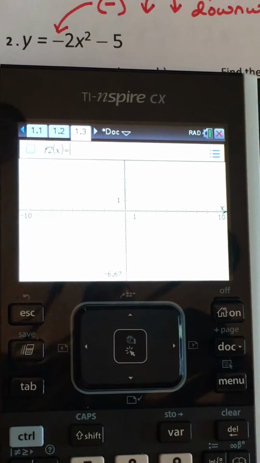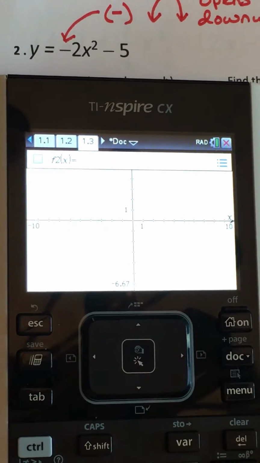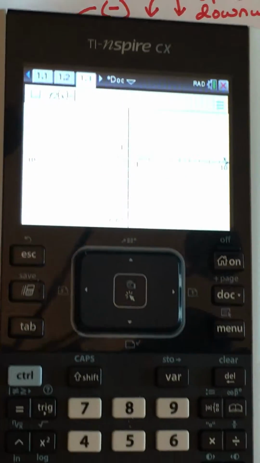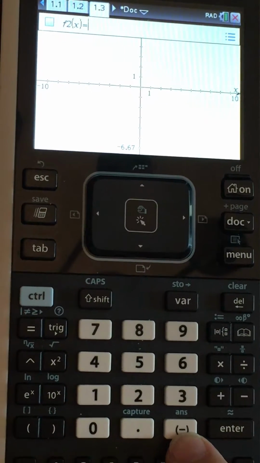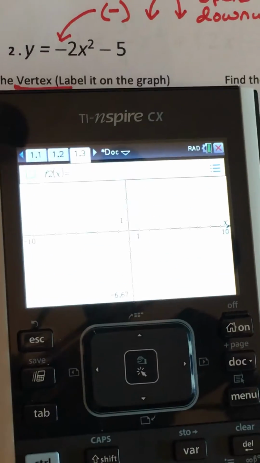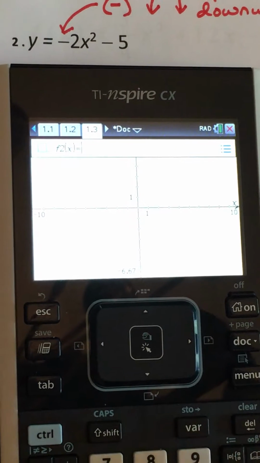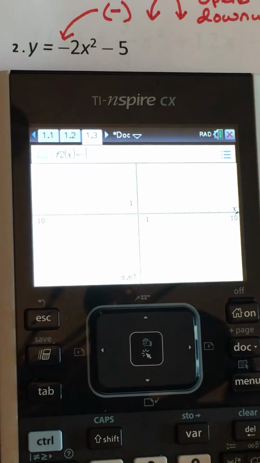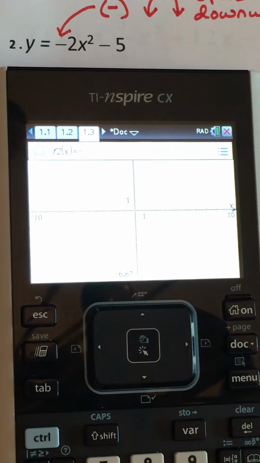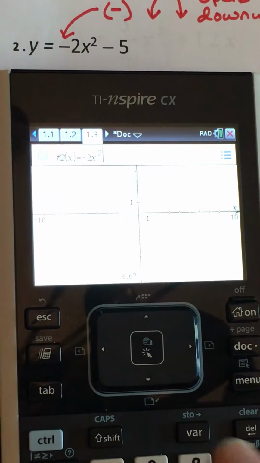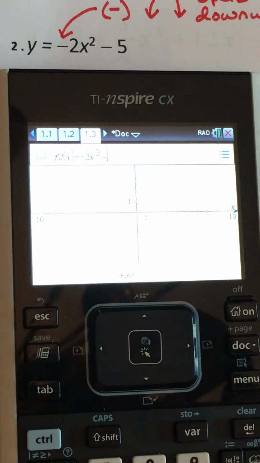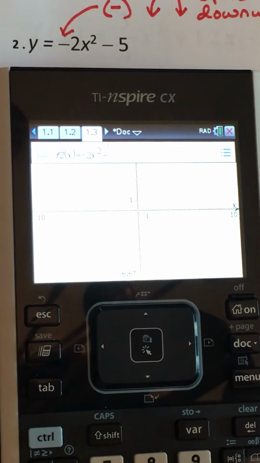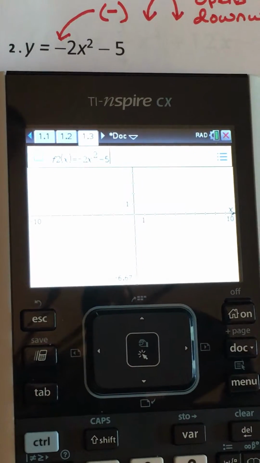So this is where you have to make sure that you do use the negative symbol. And your negative is down here next to the period, and that's what you use, not the minus. Okay? So let's use negative, and it's really tiny, it's hard to see, 2x squared. And now we use the minus, now we use the subtract, and that's much larger, it's easier to see on your screen. 5. Push enter.